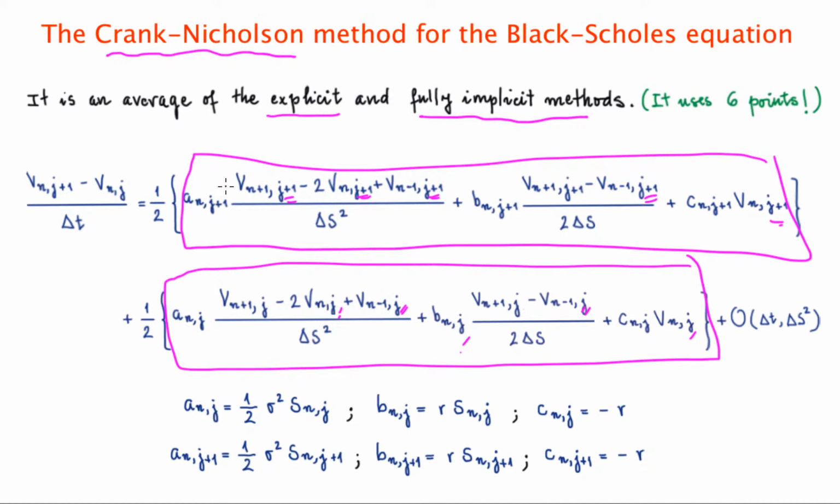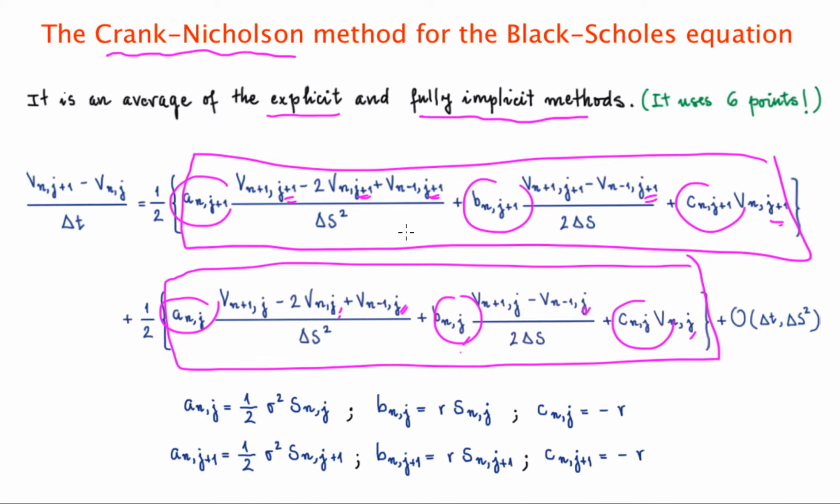You can see here it depends on several a, b, c functions. In the fully implicit method, they all depend on time j plus 1, and in the explicit method they depend on j. You can see here which are these a, b, c functions, the ones that come from the Black-Scholes equation. That's the finite difference representation we have in the Crank-Nicolson method.